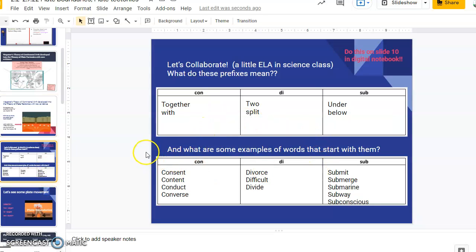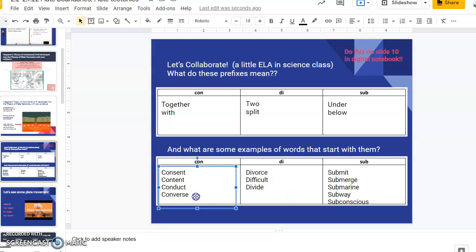So here we talked about, after that, words that started with these prefixes: consent, content, conduct, converse. Okay, I think we're going to add one more. How about construct?